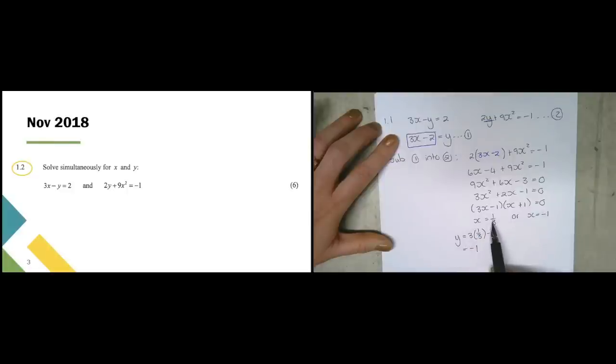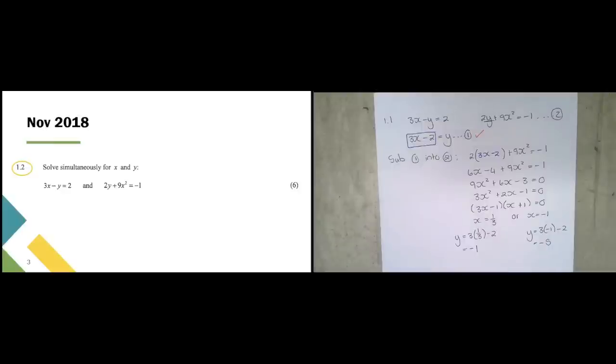Remember, we worked out x could have been a third or negative 1. So you must also work out what could y have been if x was negative 1. Same story. 3 times negative 1 I'm subbing in now, minus 2. Minus 3 minus 2 is negative 5. And there is my solution.